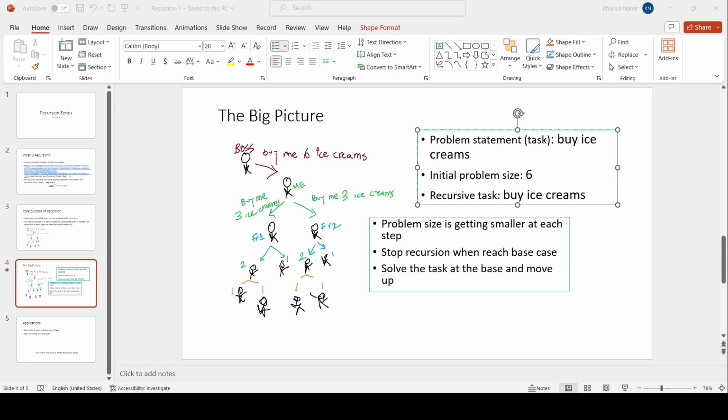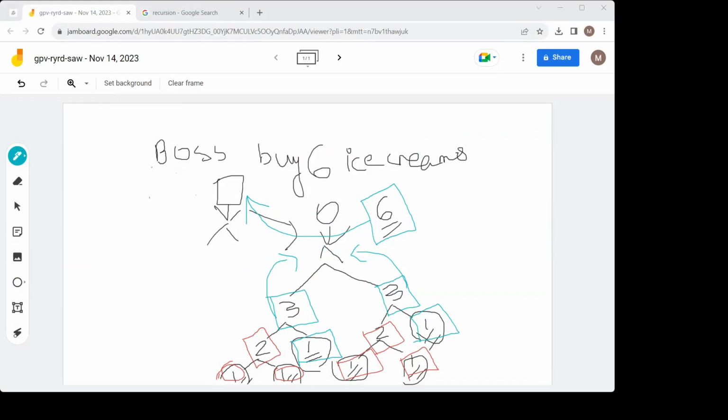So if we look at the diagram again, these persons were assigned with the task of buying one ice cream, and there was no way they could split the work, and they had to do the work. These are the base cases, and this is when there were no more function calls.